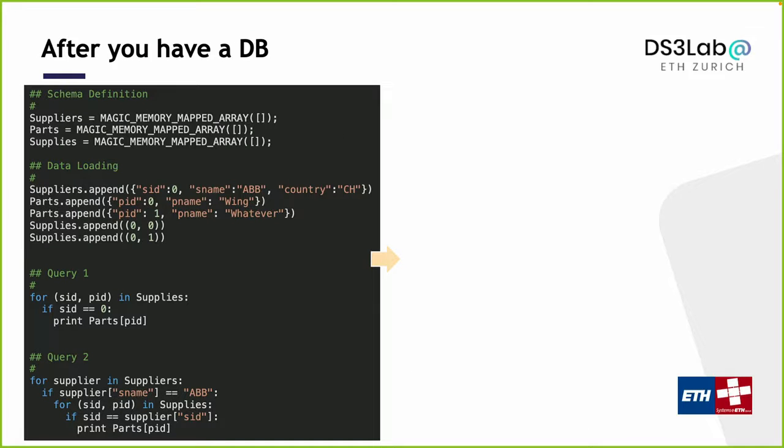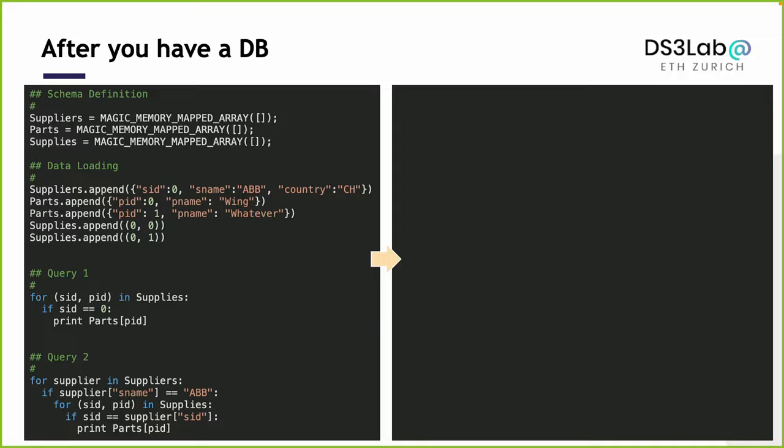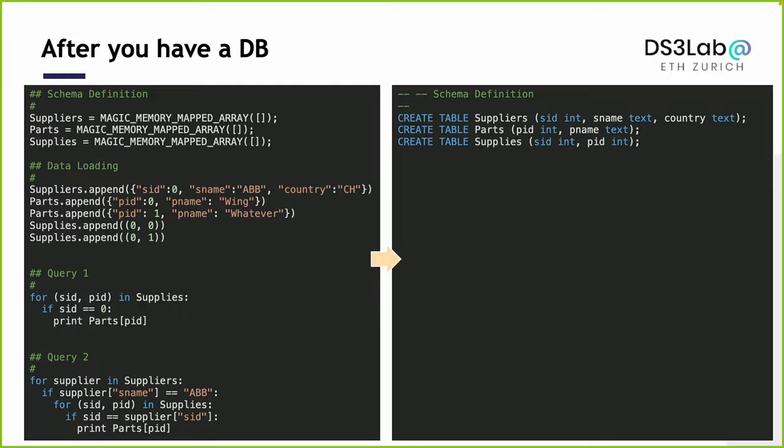So hopefully, after this course, when you are facing this application, you are going to write something that looks like this. You are going to declare the type of data you want to manipulate, right? I mean, I have a whole bunch of suppliers, a whole bunch of parts, a whole bunch of supplies. I don't tell you how you should store them. I tell you this is what my data looks like.